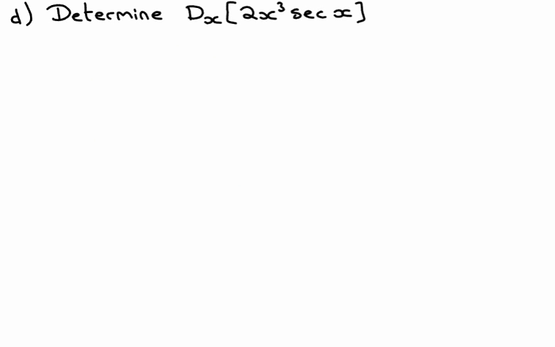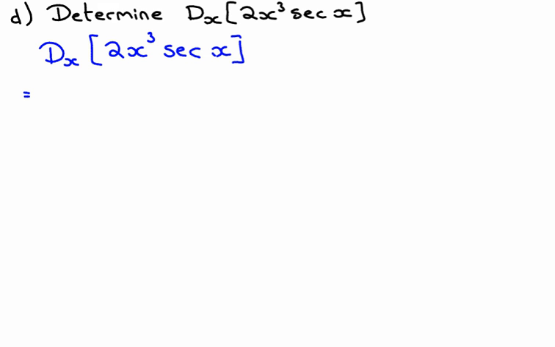Alright, let's have a look at this one. This is the last example we're looking at in this video. We've been asked to determine the derivative of 2x cubed sec x. So let's see what we have going on here. We've got the product rule coming into play because we've got one function which is 2x cubed multiplied by another function which is sec x.